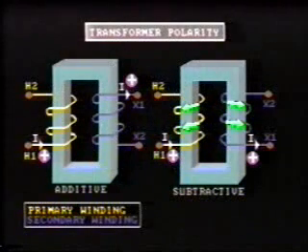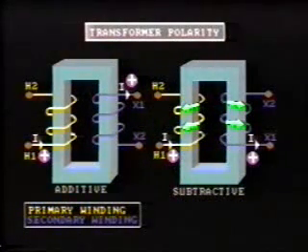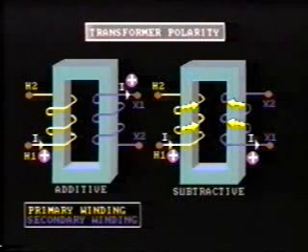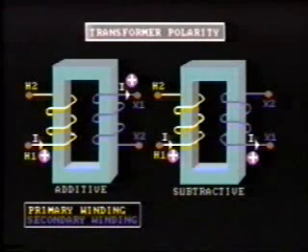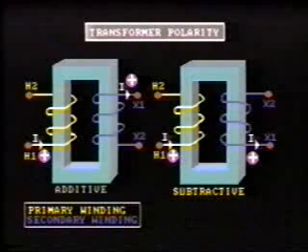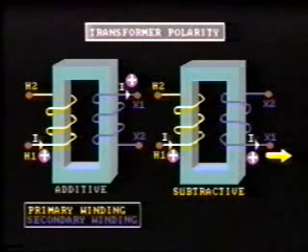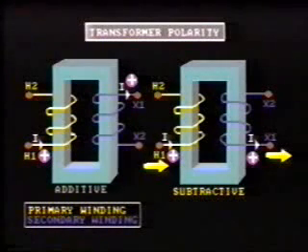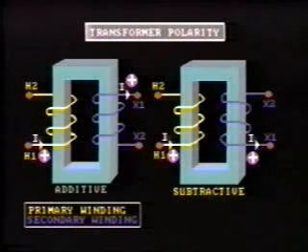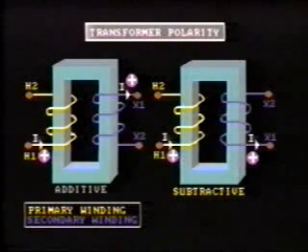Conversely, when primary and secondary turns are wound in the opposite direction, the secondary current flows in the opposite direction to the primary current. The transformer is said to have subtractive polarity. Here, the secondary current flows out at the same end as the primary is entering, and the terminals are marked accordingly. In instrument transformers, the windings are almost always opposing, that is, subtractive.